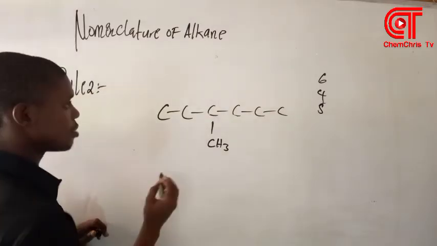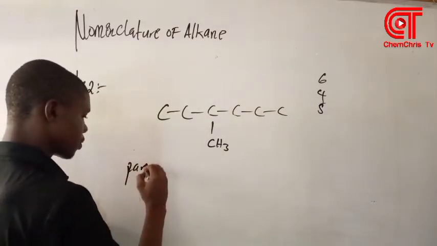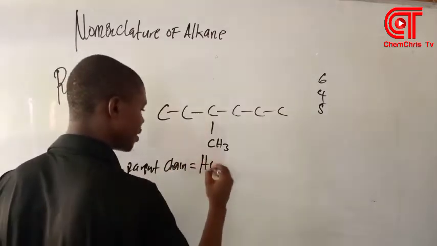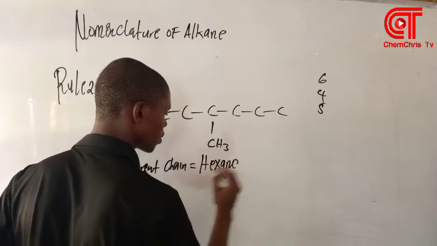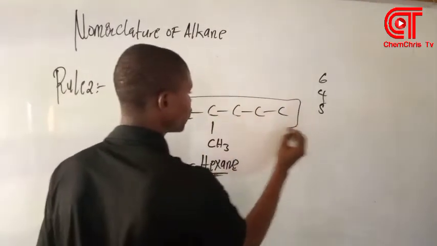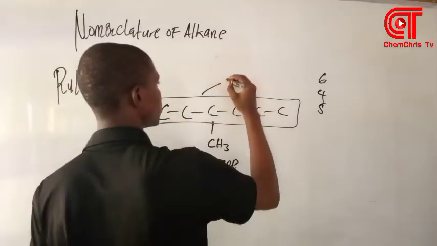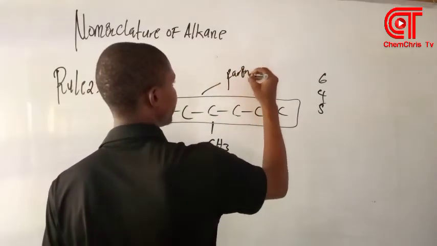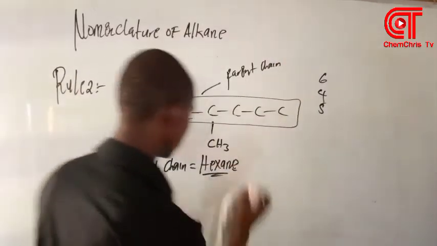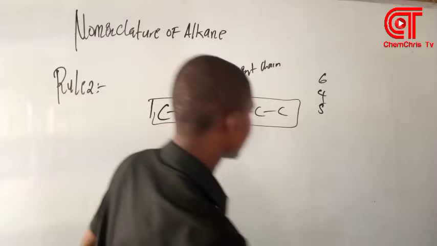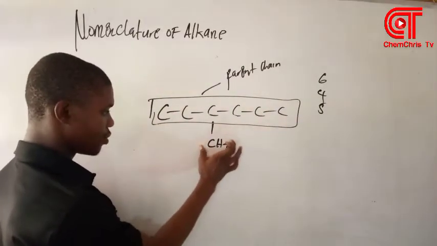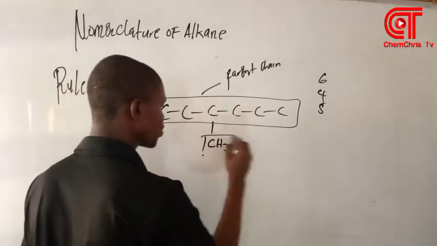So my parent chain is what? Hexane. Do you get that? From here to here is my parent chain. Do you get that? Now you can see that from here to here is the parent chain. I didn't count this one among the chain. Do you get that? So this one will now become a substituent.